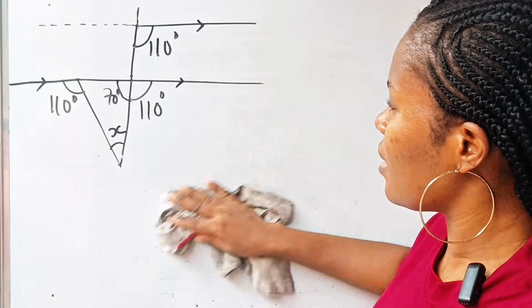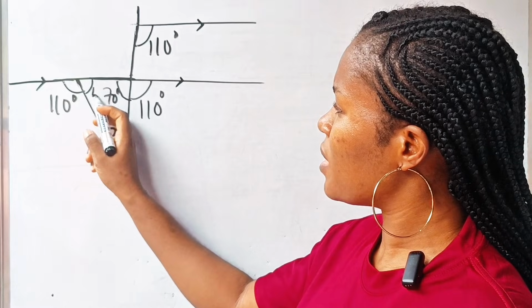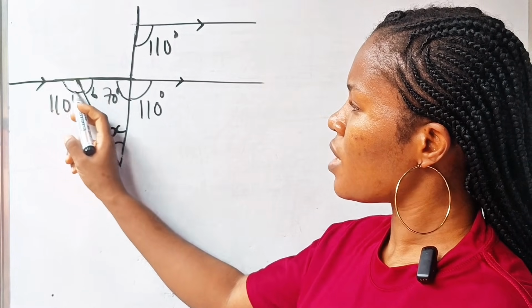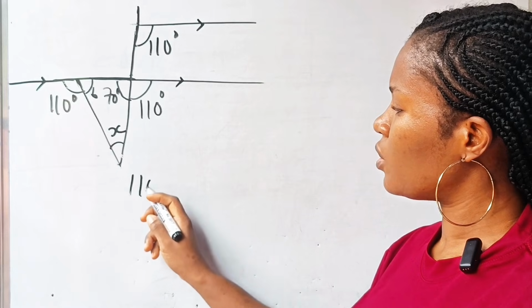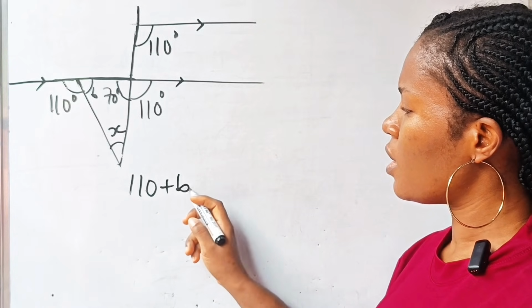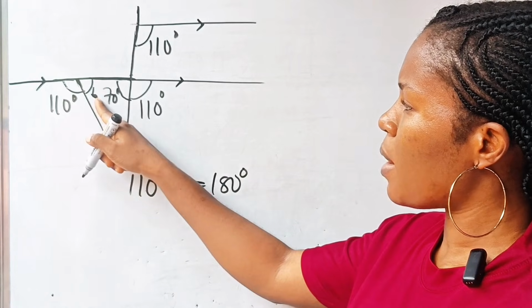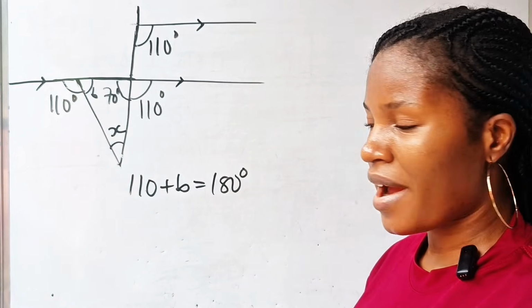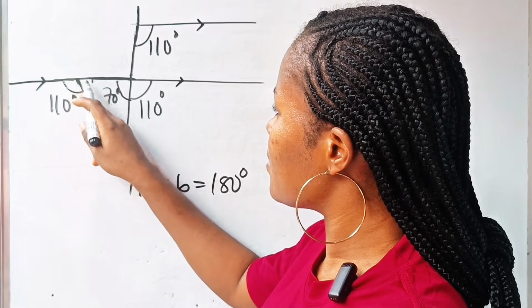Now, similarly, you will notice that here, if I call this place B, this is also what? Angle on a straight line should give us 180. So it means that 110 plus B is also equal to 180 degrees. So it means that B is also 70 degrees. So we can also write here to be 70 degrees.